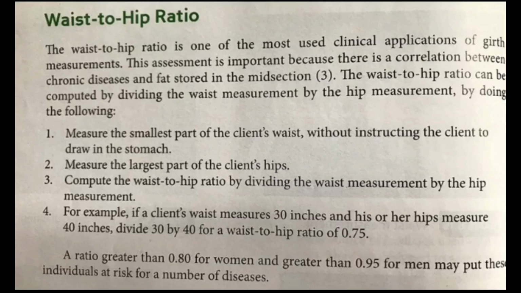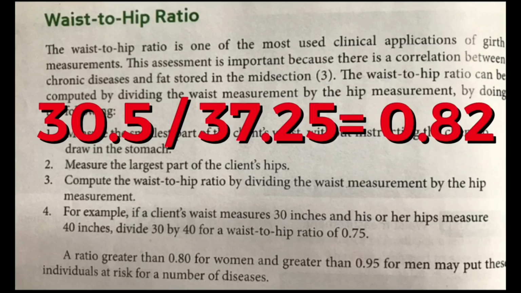So this information here is coming straight out of my NASM textbook. What you want to do here is take the measurement of your waist and divide it by the measurement of your hips. So with my example here, I take the 30.5 because that's the measurement of my waist, divide by the 37.25 because that's the measurement of my hips, which comes out to 0.82. So 0.82 would be my waist to hip ratio.